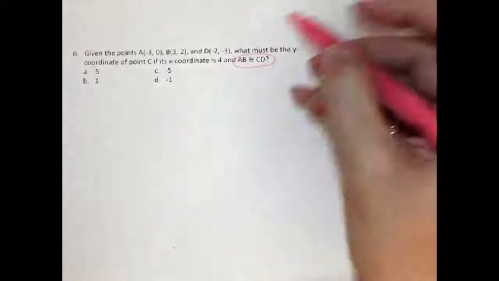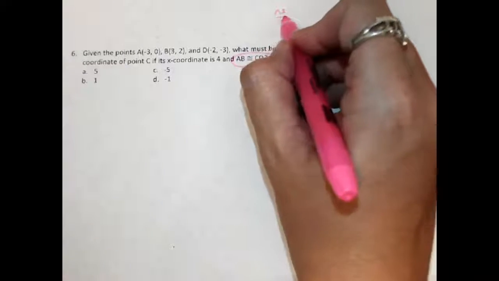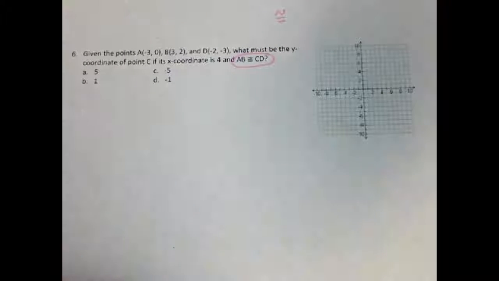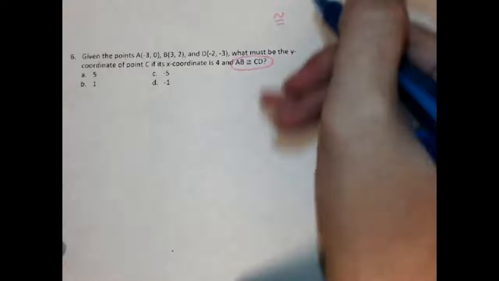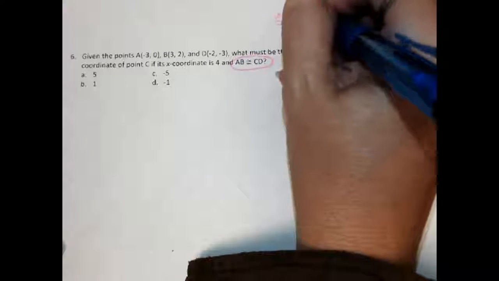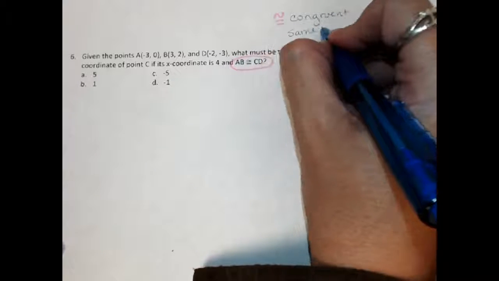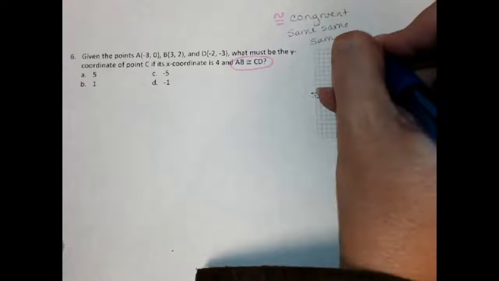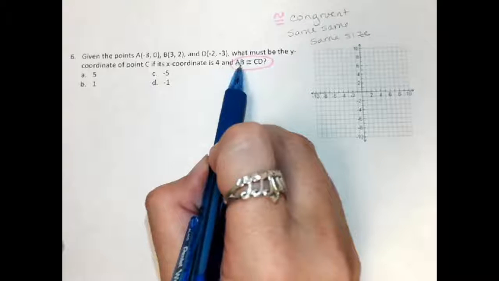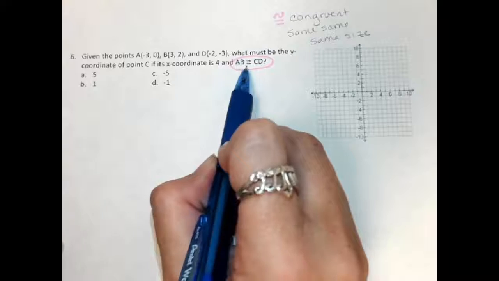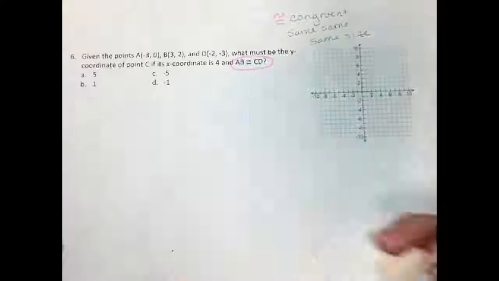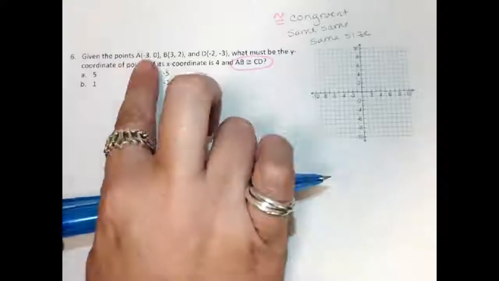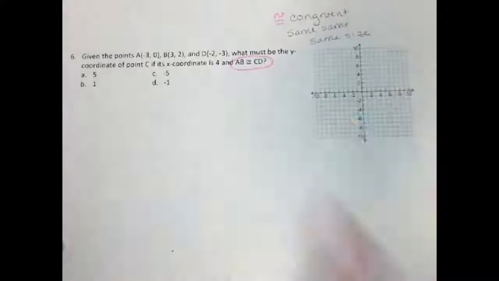This symbol in the middle, it looks like this, it means congruent. And you should already know that congruent means same size, same shape. For us, what it's meaning here in this case is that AB, segment AB, is the same size, the same length as CD. So we're going to need that in a minute. Go ahead and plot these 3 points on your graph and then we'll come back to it. So pause the video if you need to.